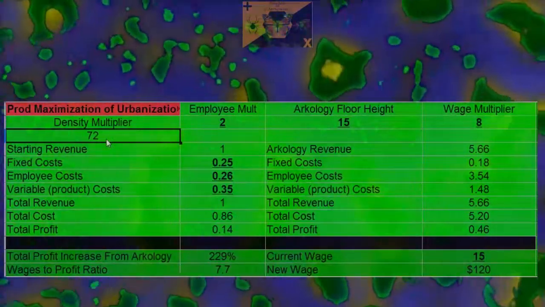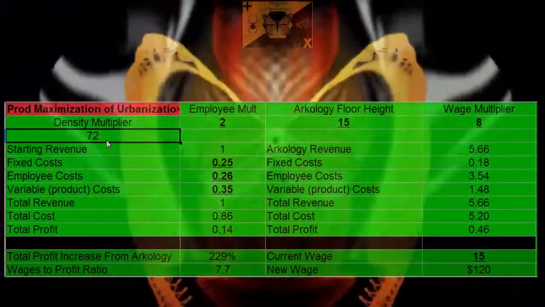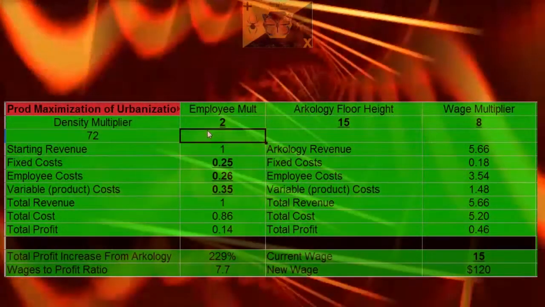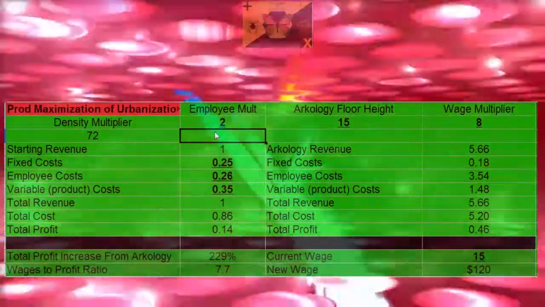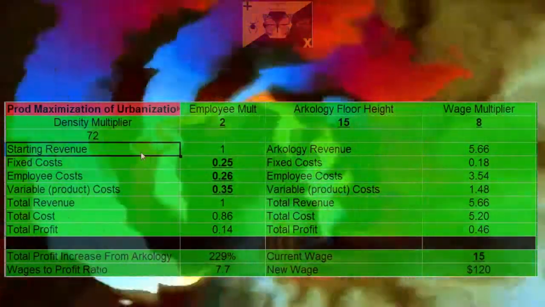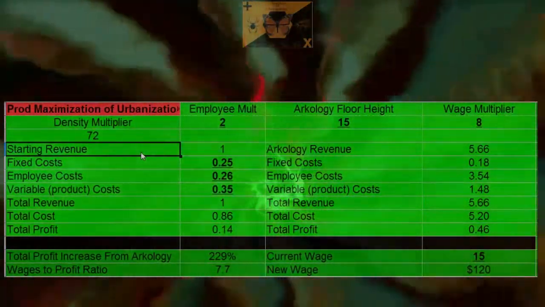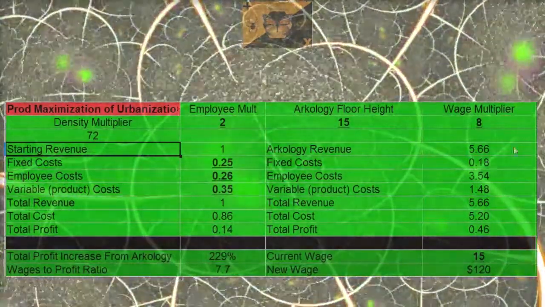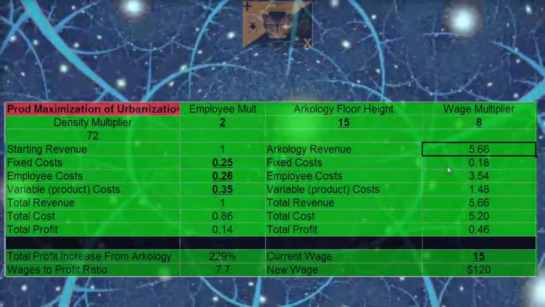So with the density multiplier, you take the square root of the density multiplier and then you multiply it by 2/3 because the bicycle commute speed is lower in Arkology, and you can get your increased revenue due to population density increases and distance increases and commute speed increases, which works out to be 5.66 if you do all that math.